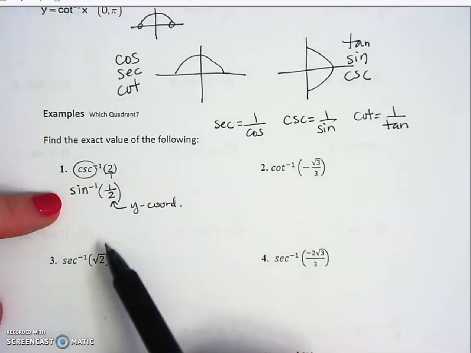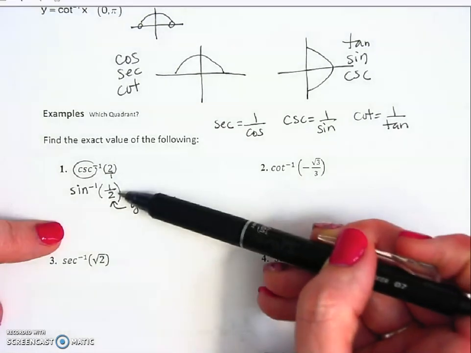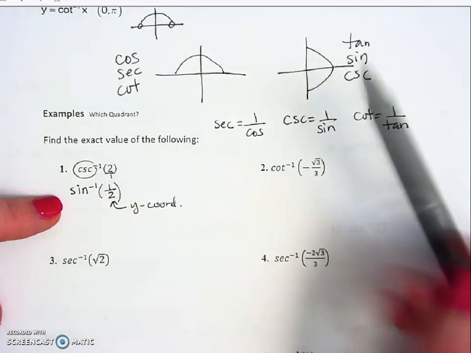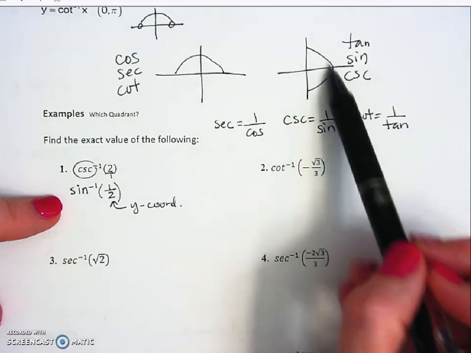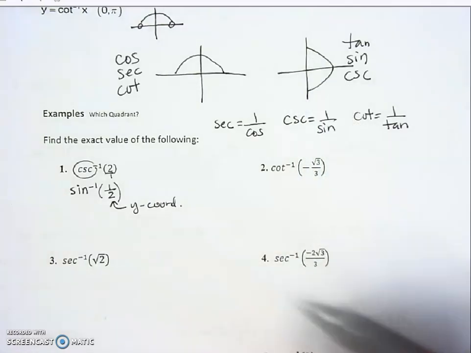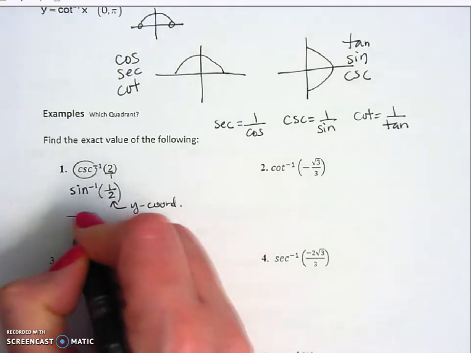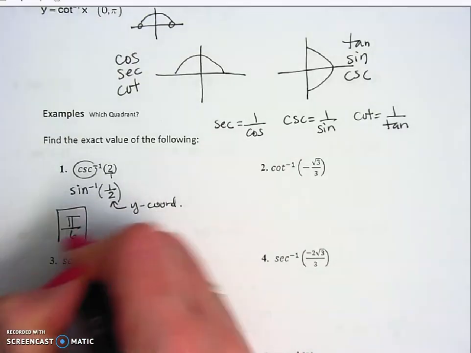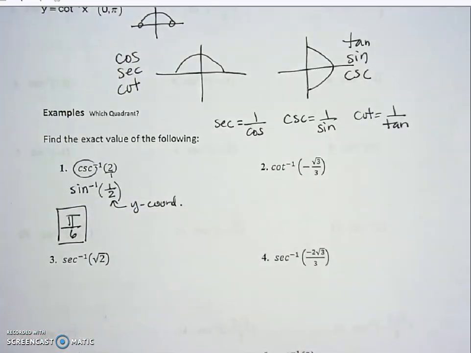So take a moment, find your unit circle. Where is the y coordinate equal to 1/2, and where is it also in our domain restriction? So hopefully you found pi over 6.